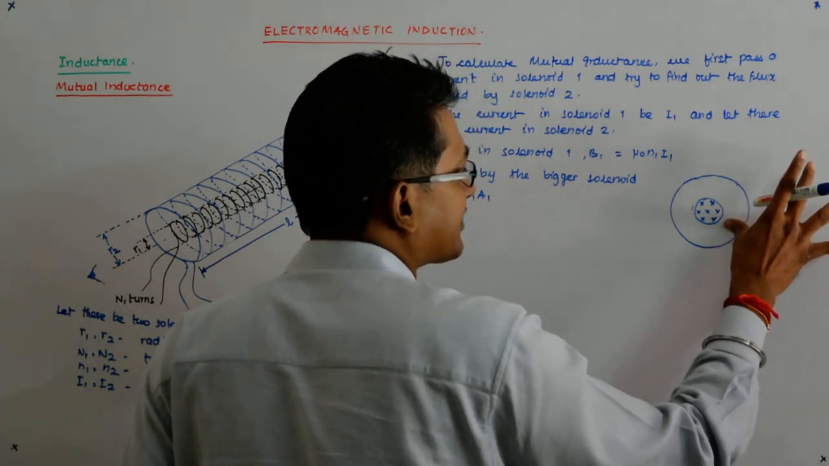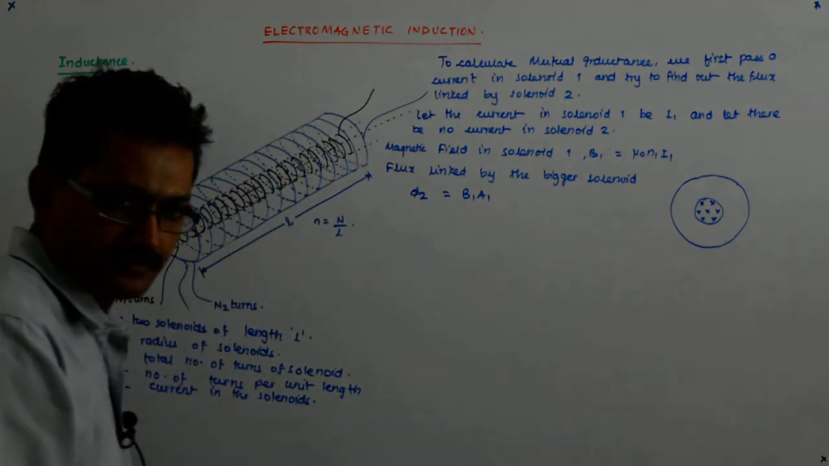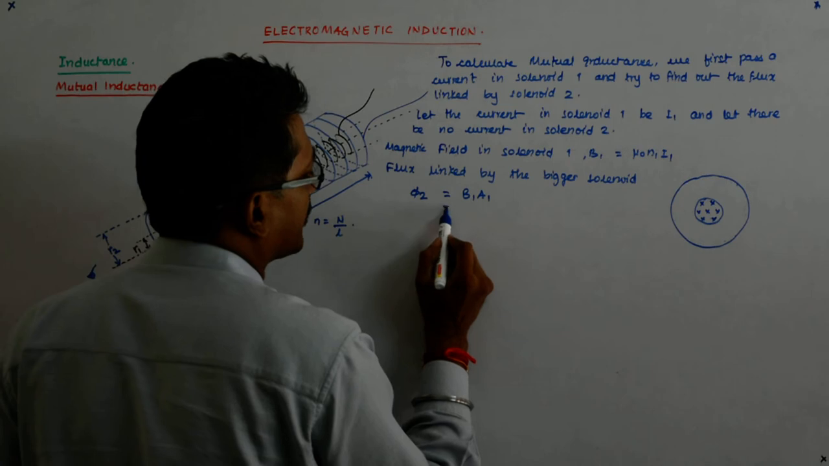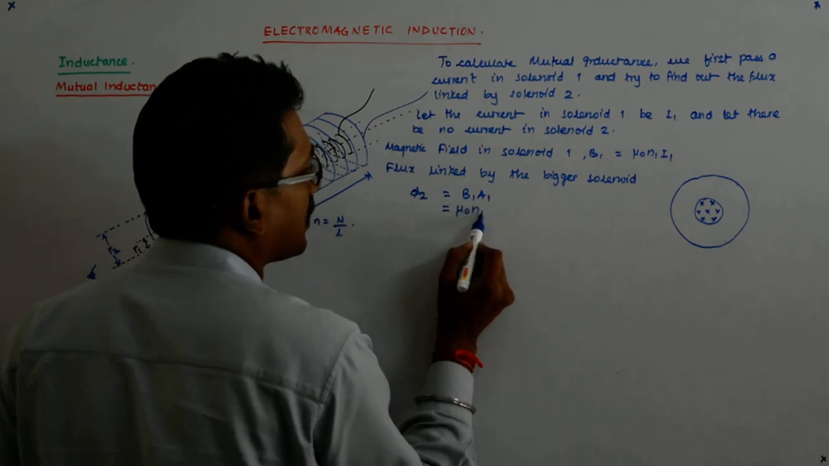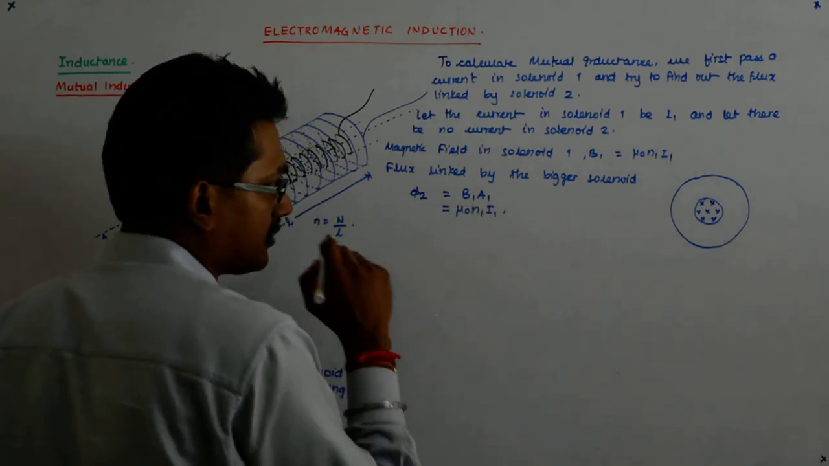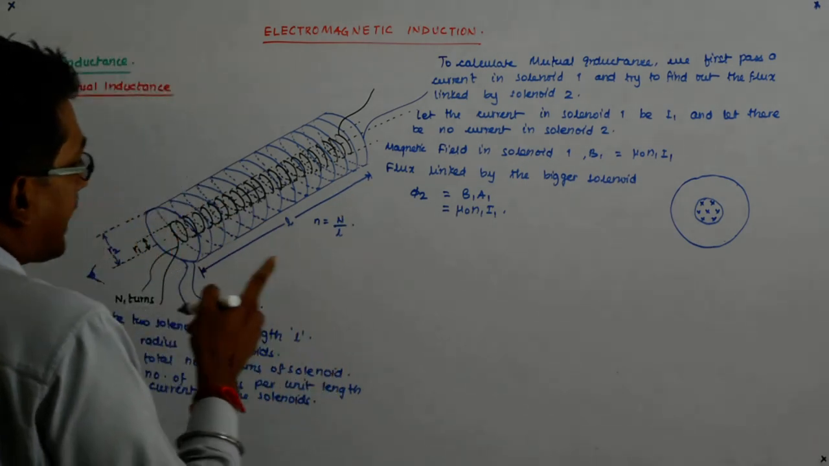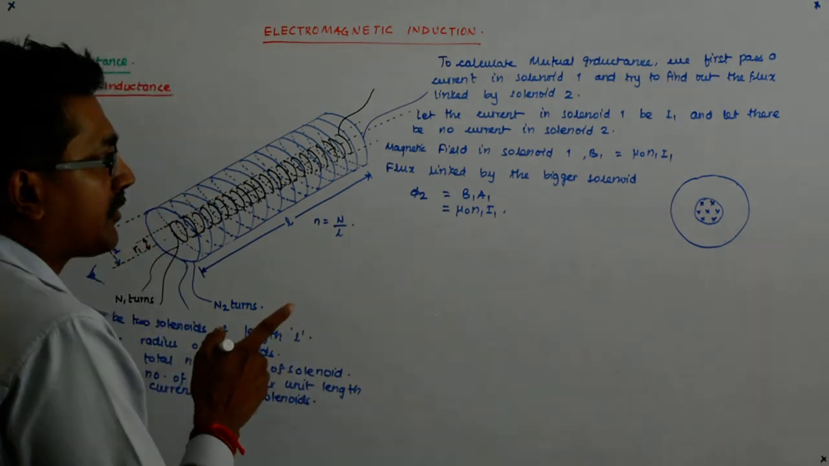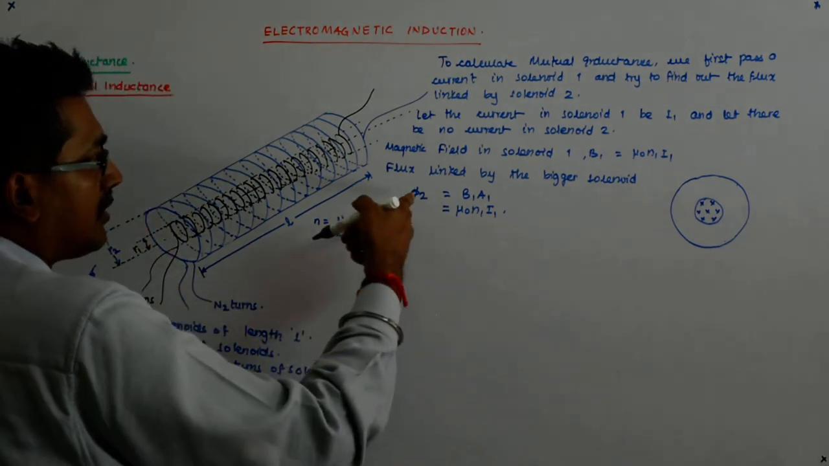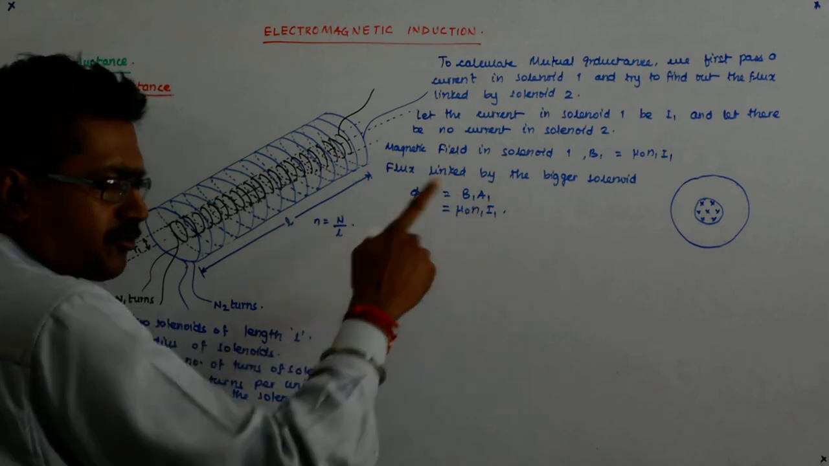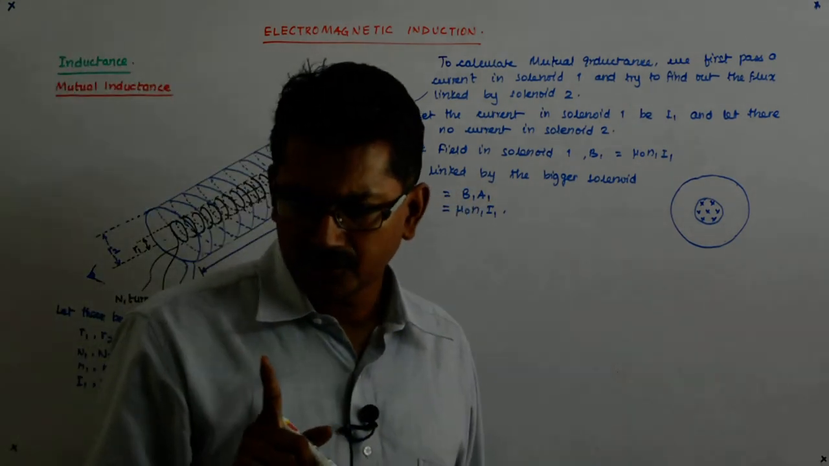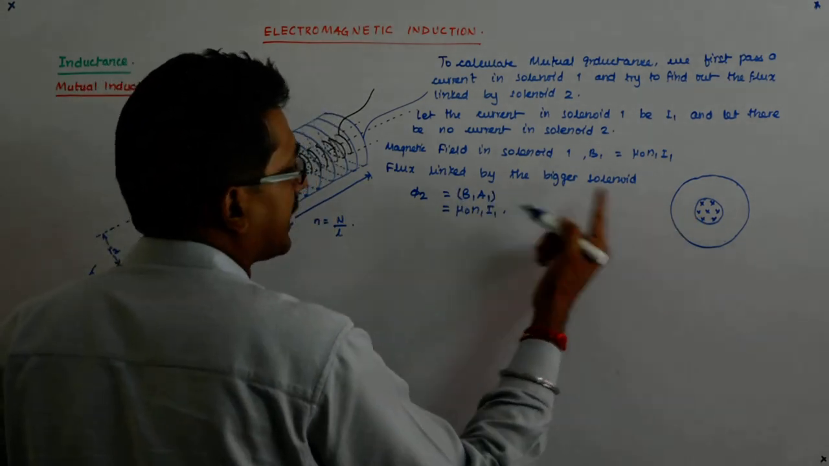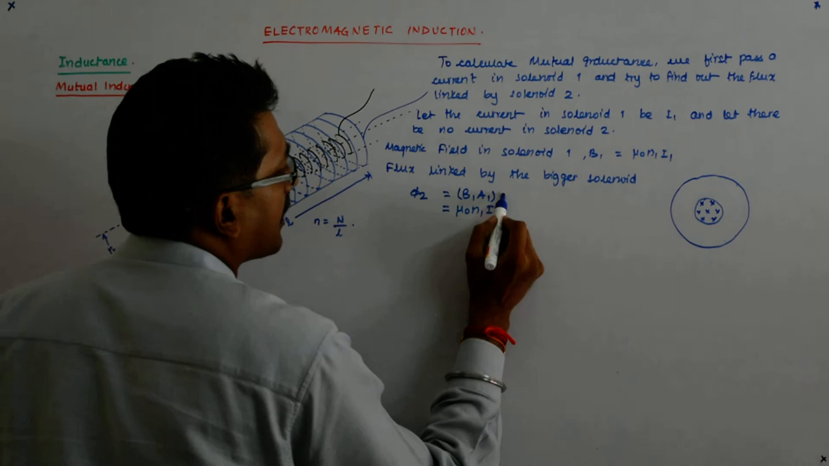So you will be overestimating the flux. So it is B1 into A1, that is mu naught N1 I1 into. And let us try to understand. Apart from that, what do we have? We have phi 2. This is for one turn, is it not? This is linked by one turn. How many turns are there in circuit 2? There are N2 turns.